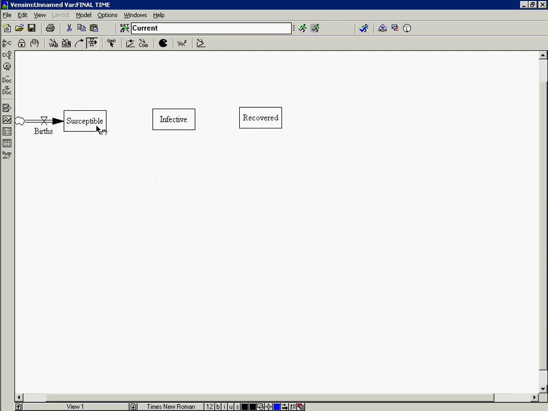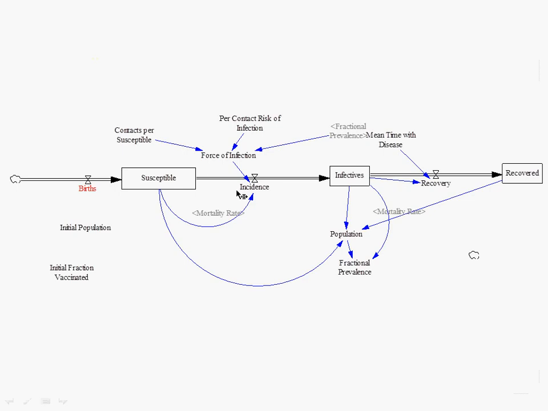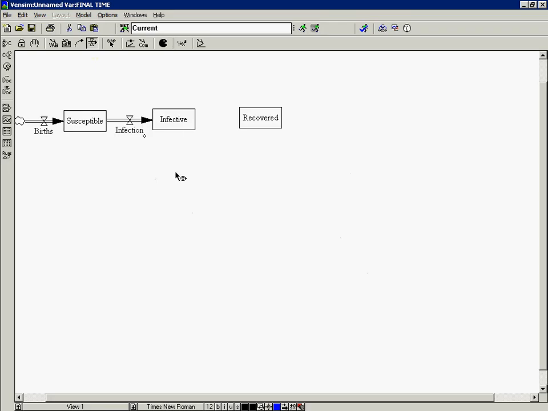Okay. And then to go from susceptible to infected, click on susceptible, click on infective. So a little bit different than any logic here, right? And I'll say infection. That's the process of, okay, I called it incidence here, but I'll call it infection. And similarly to go from infective to recovered, I'll call it recovery.